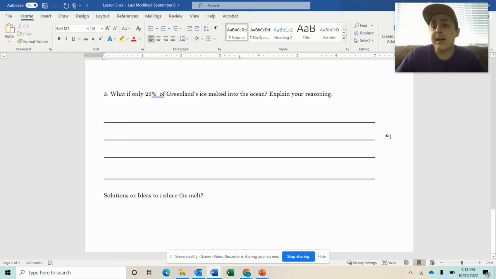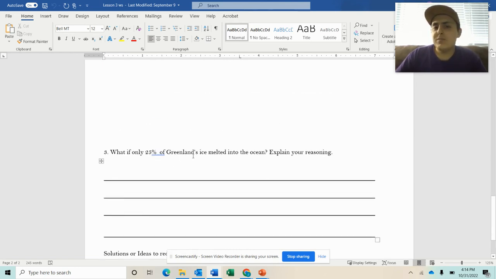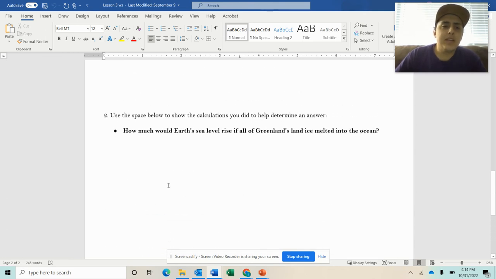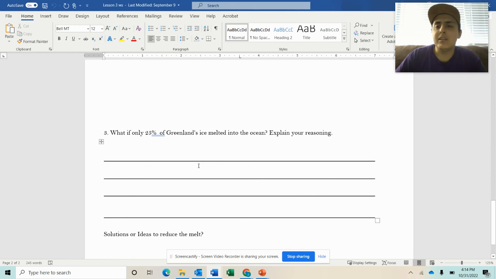A lot of people got stuck on this one, and it really is as simple as it looked. If 100% of the ice melted was 6.8 meters, 25% of that is 1.7 meters. So if only 25% of the ice melted, then only 25% of that sea level rise is going to happen, if that makes sense. And you can calculate that by taking that 6.8 and either multiplying it by 0.25 or dividing it by 4. Both of those work.